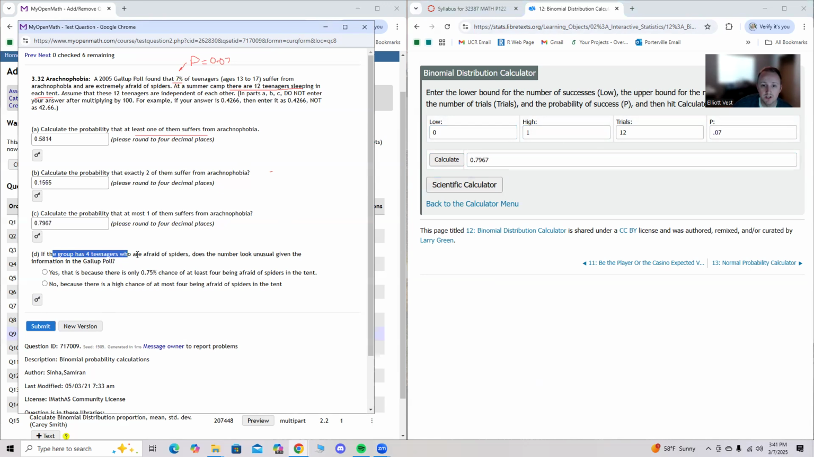If a group of 4 teenagers are afraid of spiders, does the number look unusual given the information of the Gallup poll? Well, let's see. Let's plug in 4 and 4. What's the probability that exactly 4 suffer from arachnophobia? That looks like a pretty low number, so I would say that is unusual.